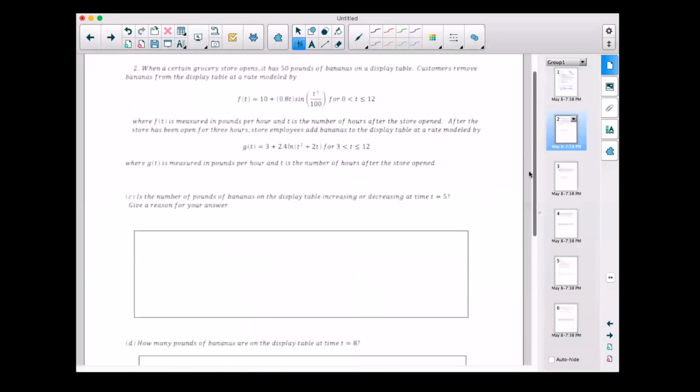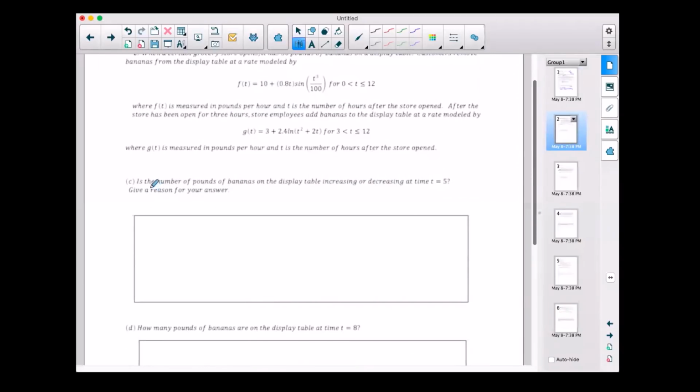And I kind of reiterated the problem here. And then part D says, is the number of pounds of bananas on the display table increasing or decreasing at time t = 5? And then give a reason for your answer. So here's what I'm going to do. This is what I have my students do. And I usually do it in the very beginning of the problem.